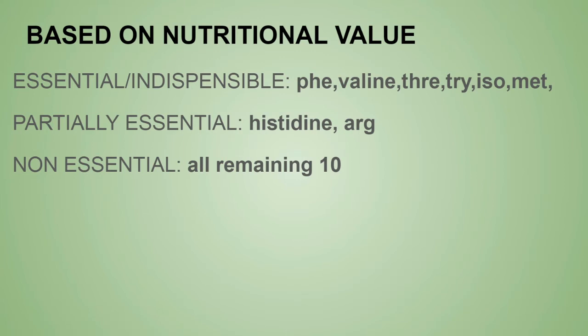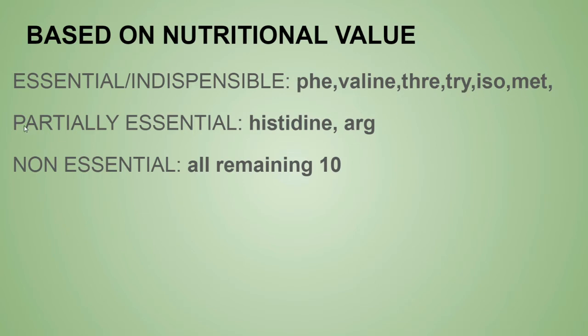Now based on nutritional value, there are 3: essential, partly essential and non-essential. Now the essential or indispensable ones are very important for our body because they are not produced by our body. So we have to take these from outside. There will be supplements of these amino acids because they are not produced in our body. For example, phenylalanine, valine, threonine, tryptophan, isoleucine and methionine. Just remember the mnemonic: PVT-TIM, private TIM.